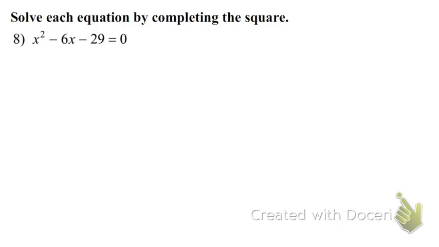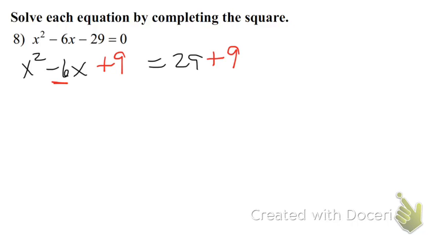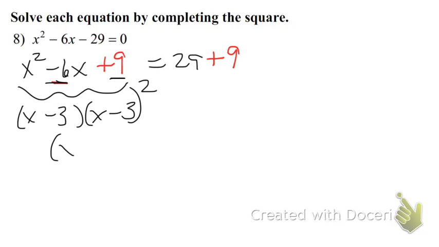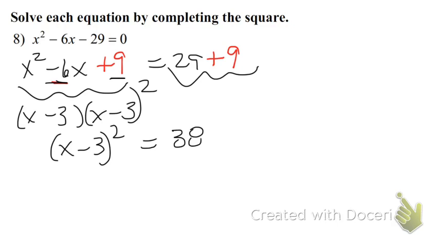Here we go. X squared minus 6x is going to equal a 29 positive on the right side. Complete the square. Half of 6 is 3. 3 squared is 9. Add 9 to both sides. Factor. Two numbers that multiply to a positive 9 but add to a negative 6. Negative 3 and negative 3. So it's x minus 3 squared. Bring down the equal sign and add these guys up. 29 plus 9 is 38.